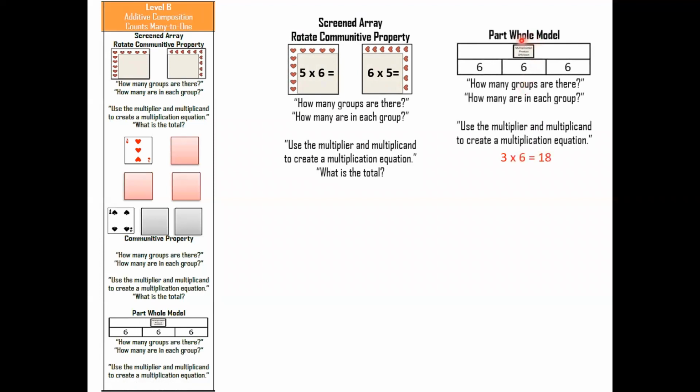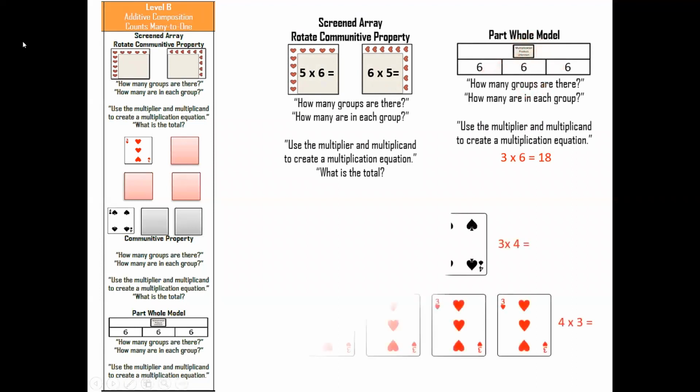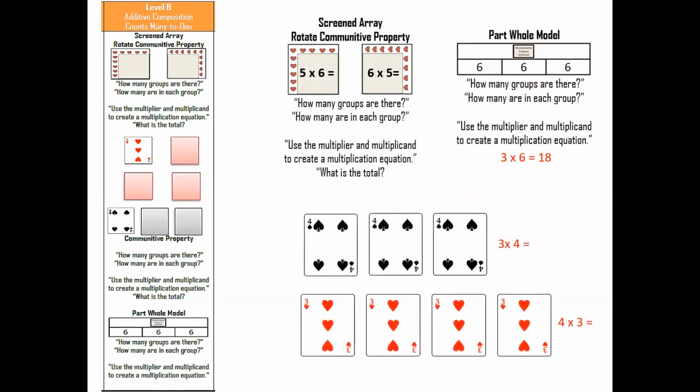They work with the part whole model at level A. Now we've actually covered up the answer. They have to focus in on the groups, the number in each group, and then give us the total and write an equation. And again, when working on the commutative property, with cards, you can give them 3 4s, which would be 3 groups of 4, or 4 3s. And what's great about the commutative property too is when you use an array, all you have to do is rotate it. This is really easy for them to understand.